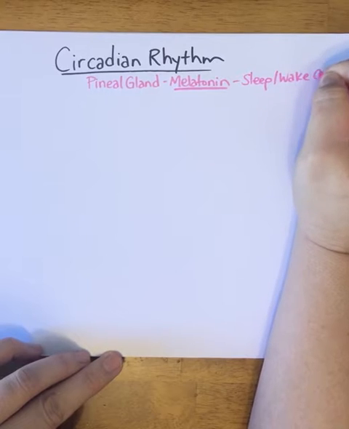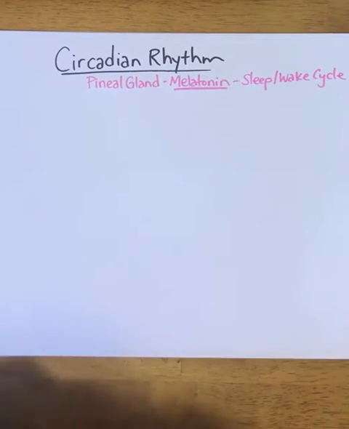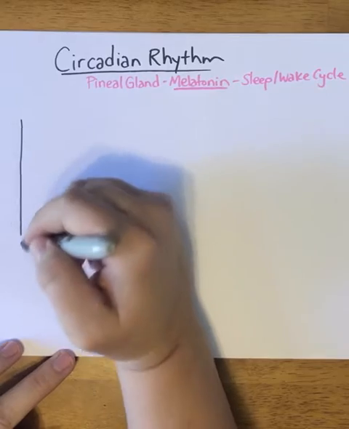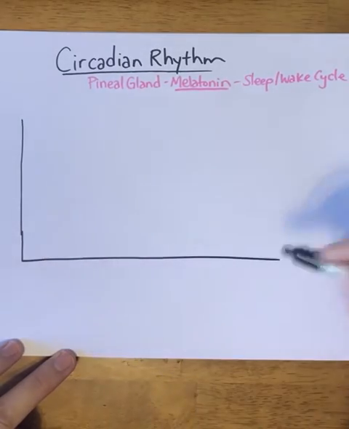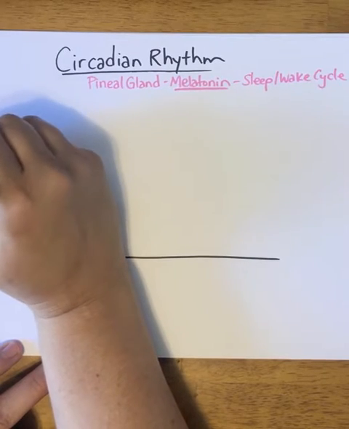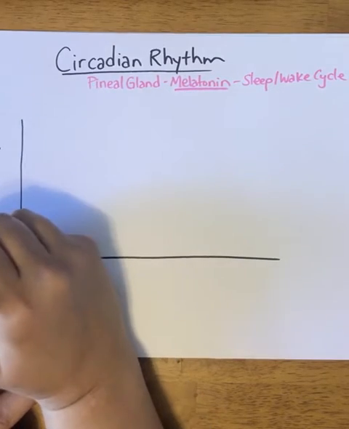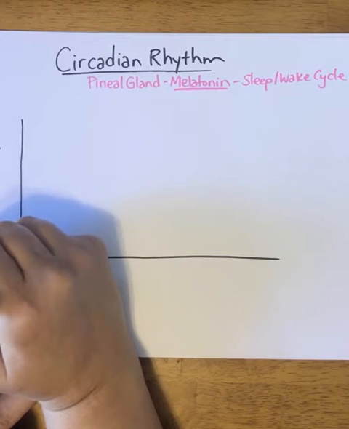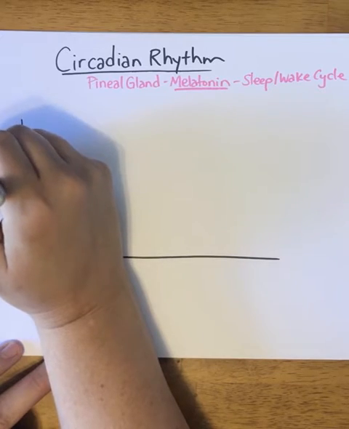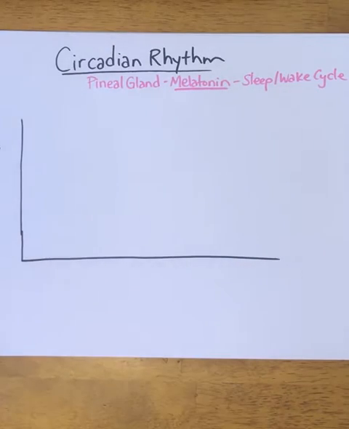All right, so we can actually look at your sleep-wake cycle. You have light sleep and you have deep sleep. So if it goes further down, it's deep sleep, and if it goes further up, it's light sleep. So obviously, when you're awake, you're not really producing melatonin.